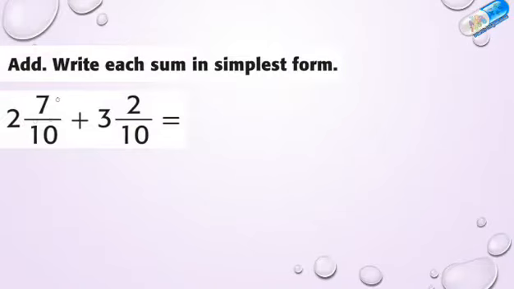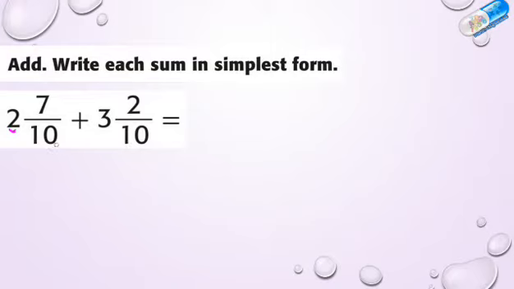If you have 2 and 7/10 plus 3 and 2/10, these are mixed numbers, each consisting of a whole number part, which is 2 here, and a fraction part, which is 7/10. The other mixed number consists of the 3 as a whole number and 2/10 as a fraction. To add these two mixed numbers, we look at the fraction first.